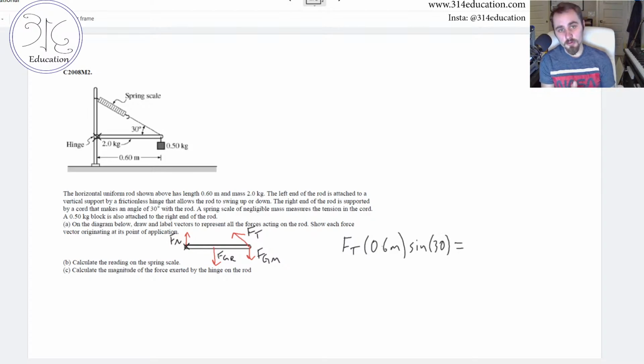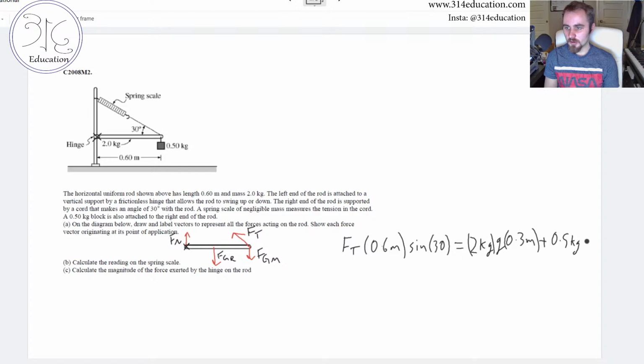It's going to equal our clockwise torques. Now this is going to be our first mass, or our mass of the rod, which is 2 kilograms, times our acceleration due to gravity, times the radius that this is acting at, which is going to be half of our length, or 0.3 meters. And then we have an additional 0.5 kilograms, again accelerated due to gravity, acting at 0.6. Is that going to fit? Oh, it just doesn't fit. That's okay. We can kind of see it go off on the end there. And so we want to get Ft on its own. And so Ft, we just divide both sides by 0.6 and sine of 30 degrees.